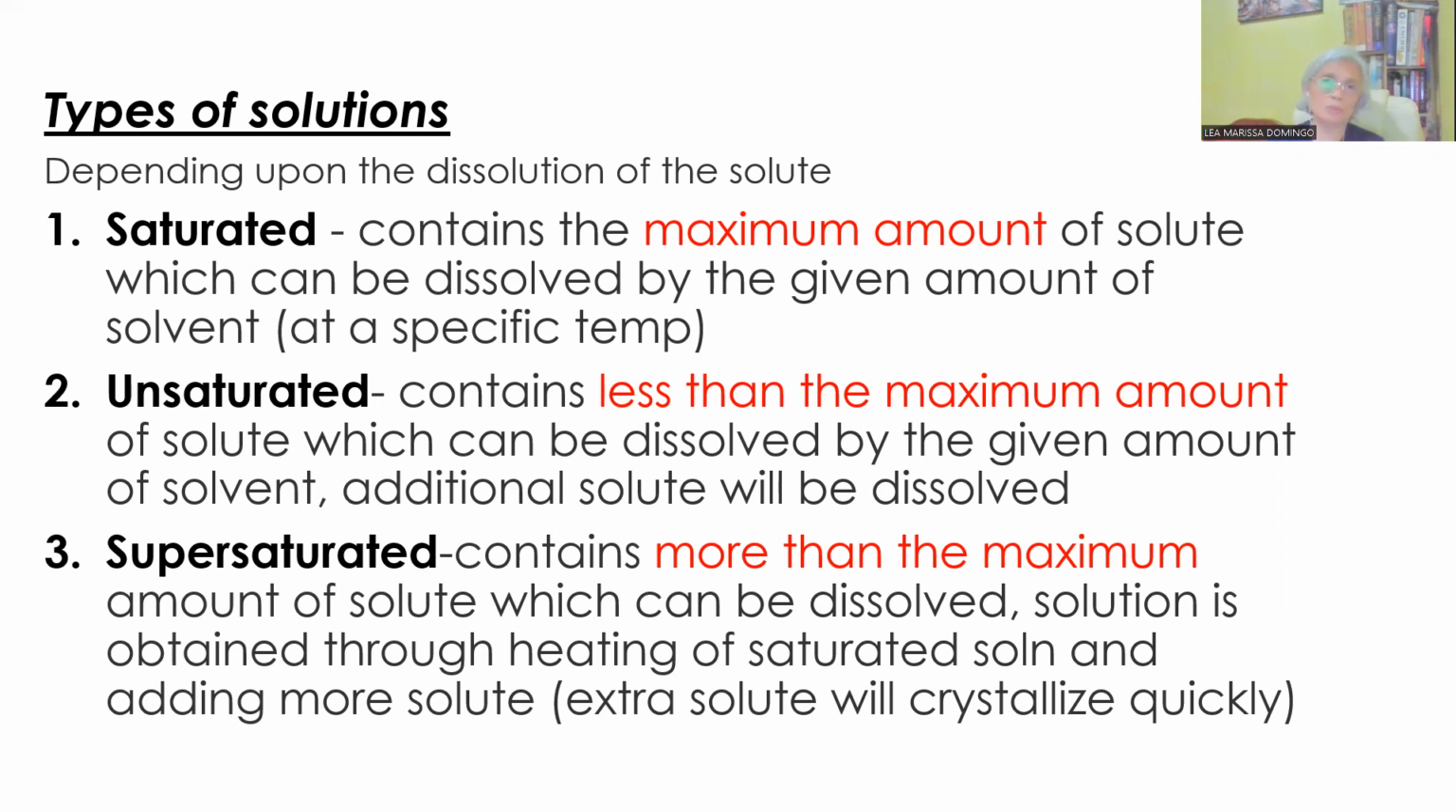Paano mangyayari yun kung maximum na yung saturated? Paano magkakaroon pa ng more than the maximum? So, yung supersaturated solution is obtained through heating of a saturated solution and adding more solute. Habang mainit yung saturated solution, dadagdagan mo ng solute kasi mas natutunaw yun dahil tumataas yung solubility. But it is expected that upon cooling, yung extra solute will crystallize out.